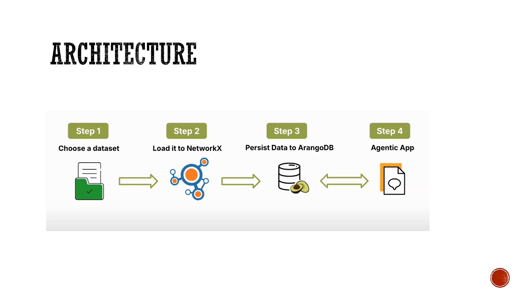The steps that we have to follow to build the application are as follows. We choose a data set, we load it on NetworkX, and we persist it onto ArangoDB, and then we build the application on top of it. However, since I'm already using a graph that is already there in ArangoDB, steps 1 and 2 are not required. All we have to do is build an application on top of ArangoDB. We'll see how this application works.